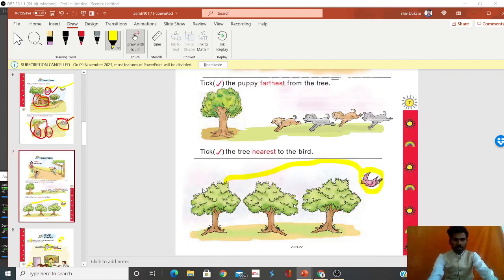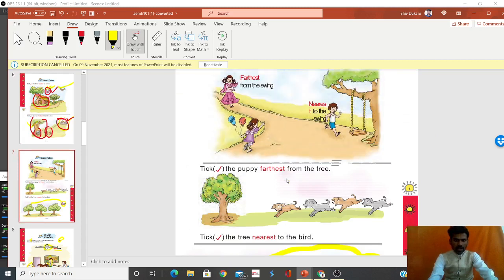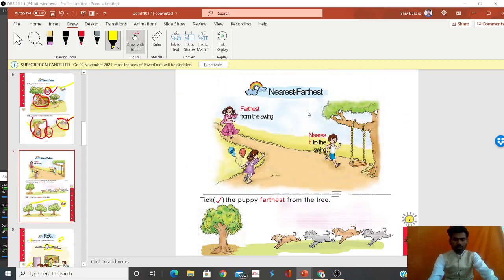Now here you can understand nearest and farthest. Okay. Here these girls are farthest from the swing, and this boy is nearer to the swing. Here you clearly understand this is the swing, and who is nearer, and these girls are farthest from the swing.